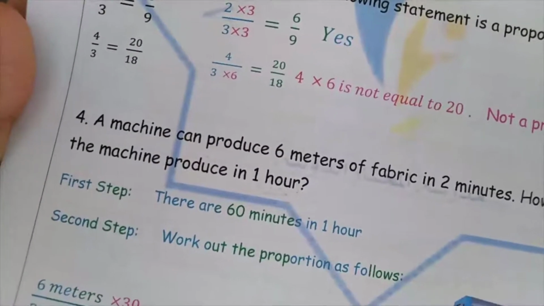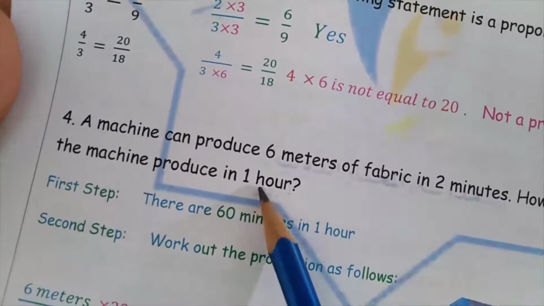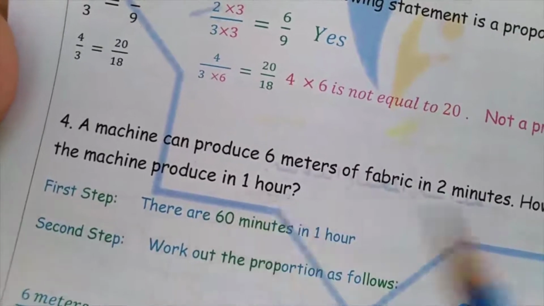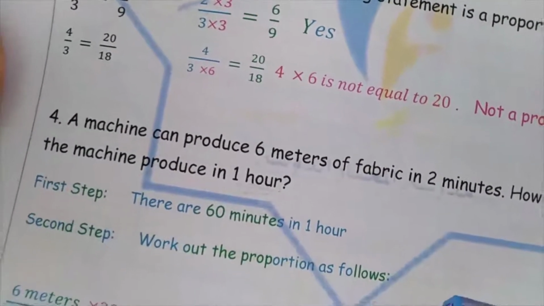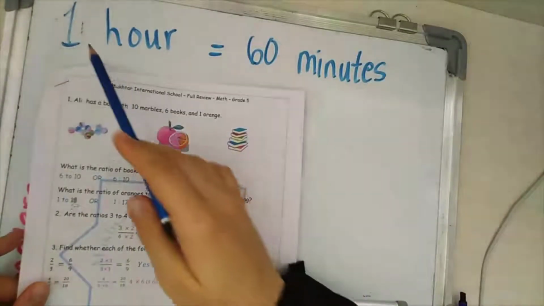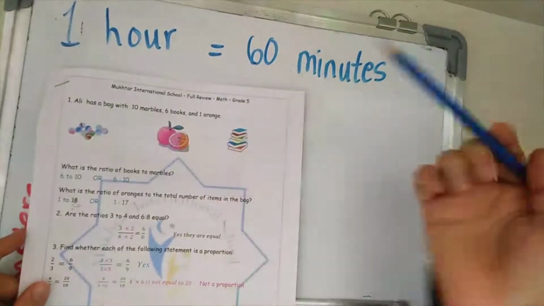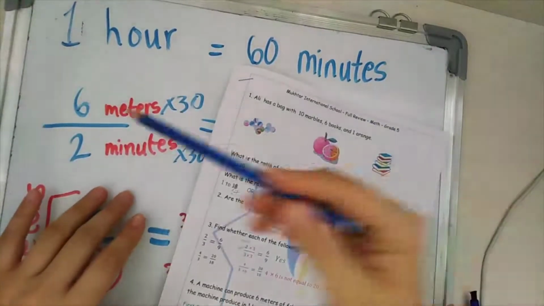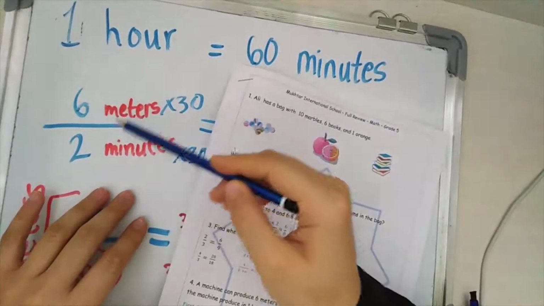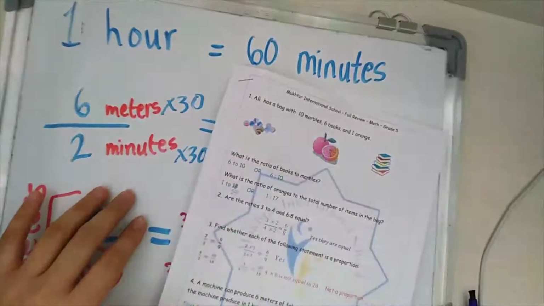But when I want to work out the second ratio, I found hours over here. I used minutes here, so I have to change this hour into minutes as well in order to have equal ratios. Okay? So, first thing I know is 1 hour is equal to 60 minutes. So, if I want to write the first ratio, 6 meters over 2 minutes.